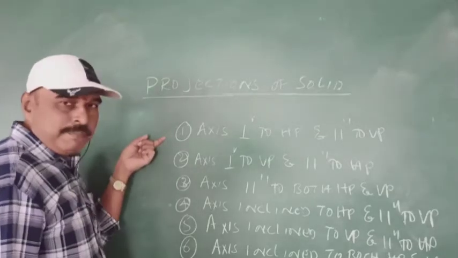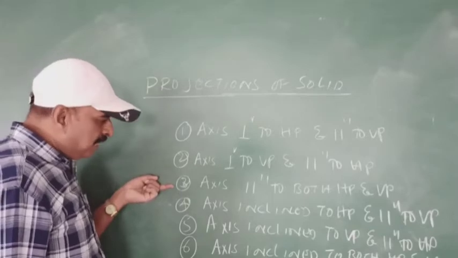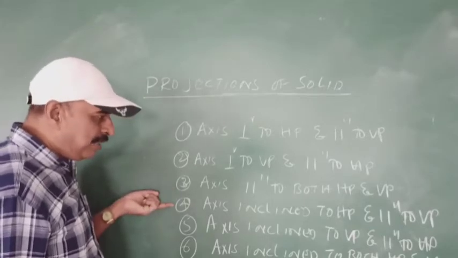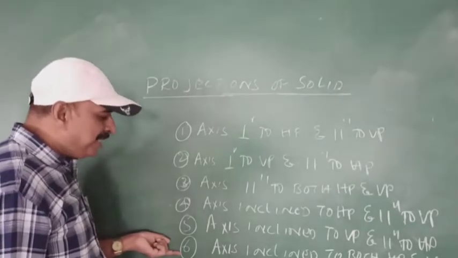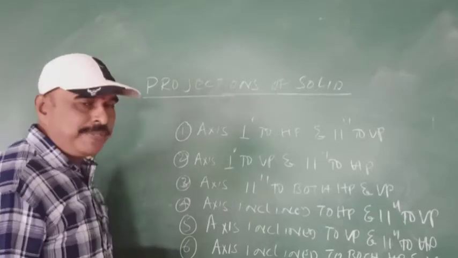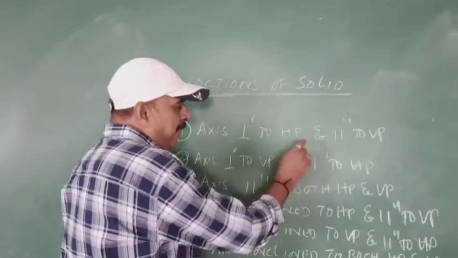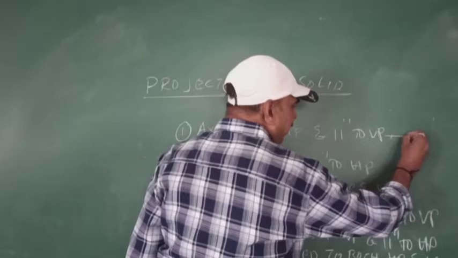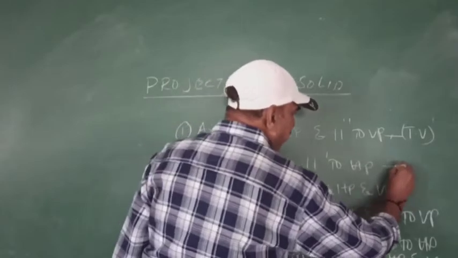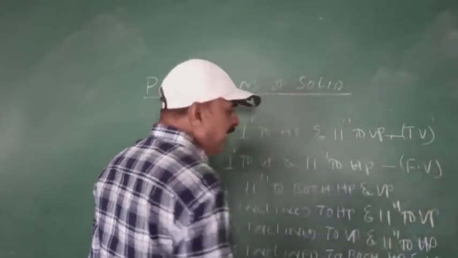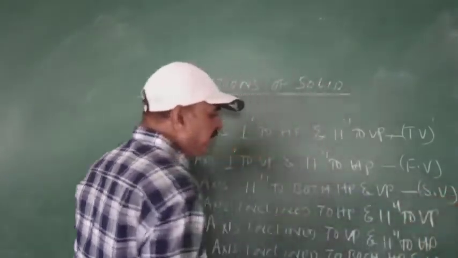Axis perpendicular to HP, parallel to VP. Axis perpendicular to VP, parallel to HP. Axis parallel to both HP and VP. Axis inclined to HP and parallel to VP. And axis inclined to VP and parallel to HP. And the last position is axis inclined to both HP and VP. And here, as I already explained, axis perpendicular to HP and parallel to VP means the true shape you are getting is in the top view. Okay. When the axis is perpendicular to VP and parallel to HP, the true shape you are getting is in the front view. When the axis is parallel to both HP and VP, you are getting the true shape in the side view.